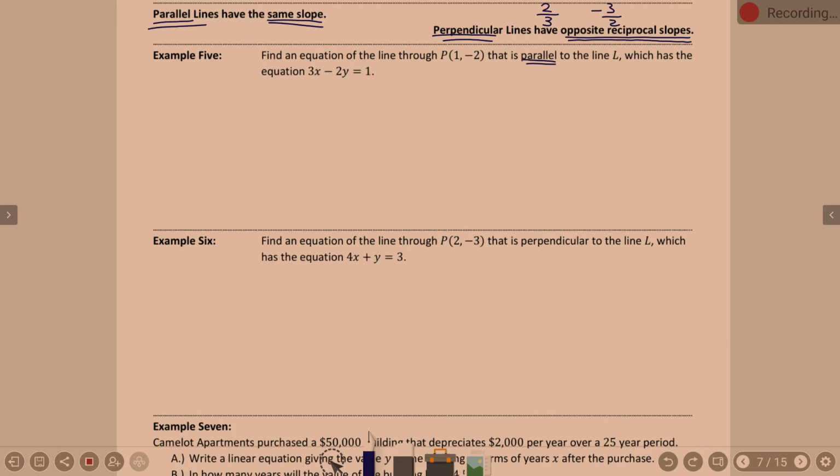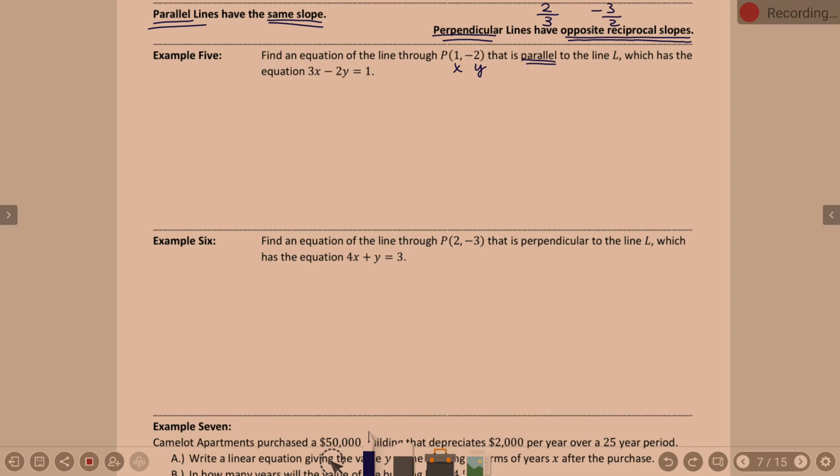We need an x and a y, which we have. What else do I need? A slope. Do I have a slope? No. How do I get a slope? Use the equation. So 3x minus 2y equals 1. What do we want to do to that to find the slope?